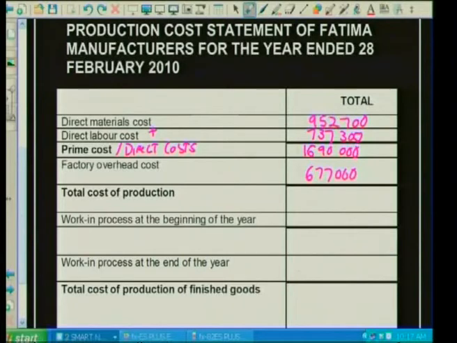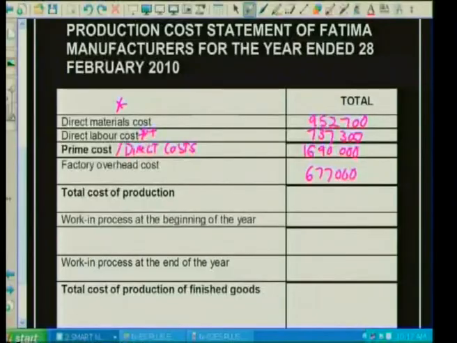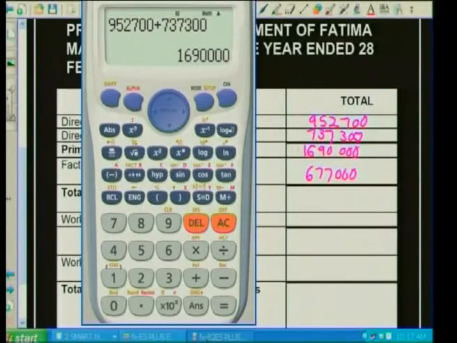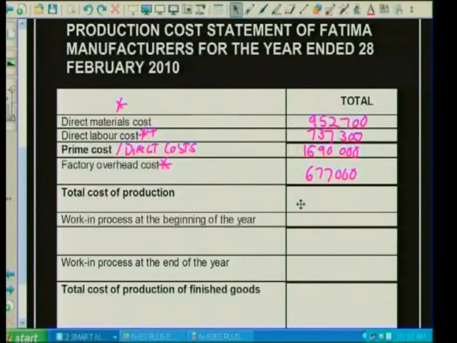Total cost of production, people, is simply our prime cost plus our factory overhead cost, or it's our direct material cost plus our direct labor cost plus our factory overhead costs. Those three costs that I spoke about right at the beginning. So let's now calculate our total cost of production. We've got our prime costs calculated already, so we're simply adding on 677,000 to get our total cost of production, 2,367,000. So let's fill that in.